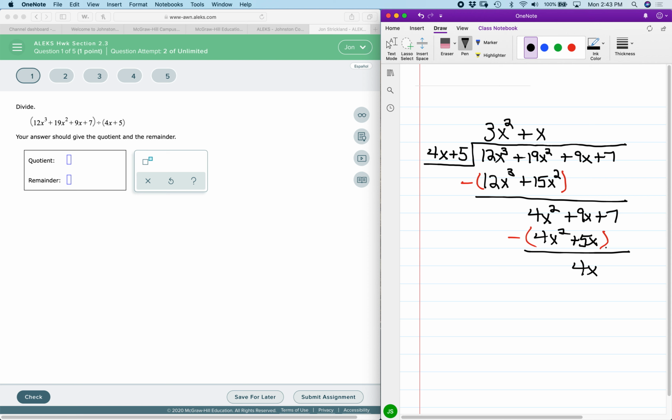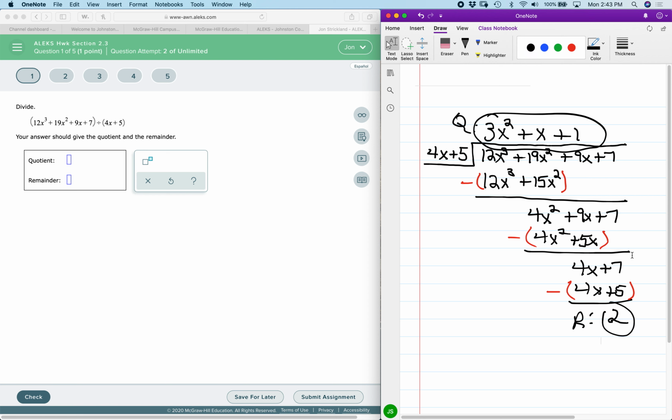And we have bringing down the 7. So 4x into itself goes one time, and distributing 1 over 4x plus 5, I have 4x plus 5. If I take the product away, the 4x's will go out, and 7 minus 5 comes to 2. So in effect, with the quotient, this is going to be 3x squared plus x plus 1, and the remainder is going to end up at 2.